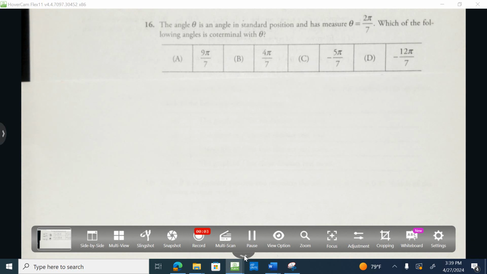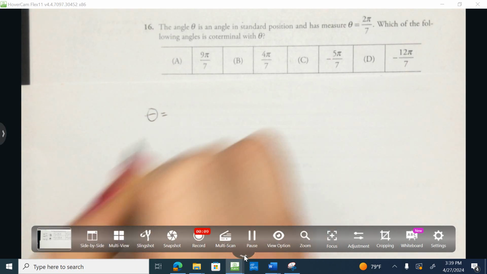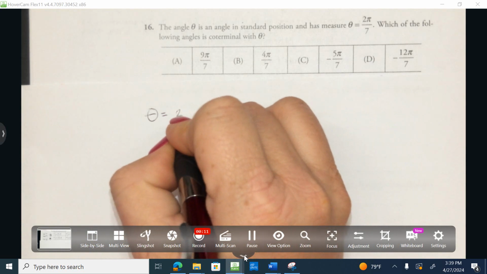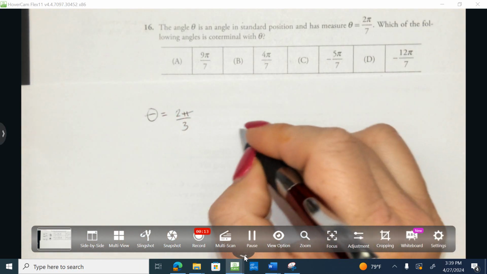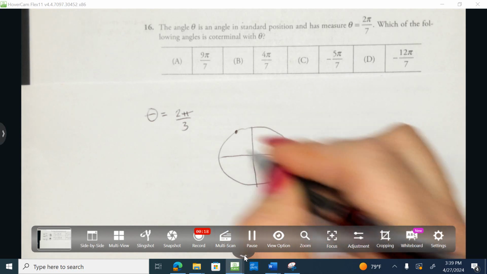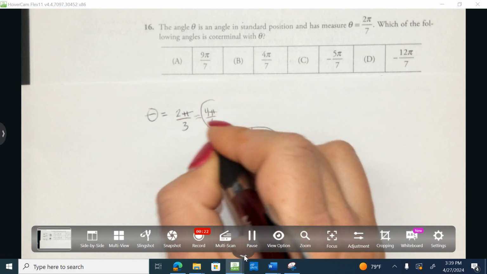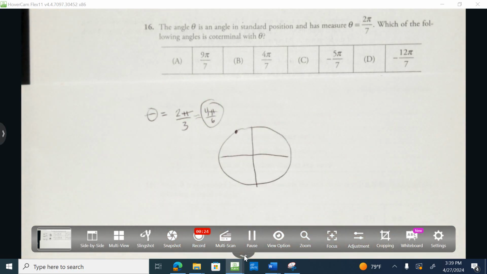Explain to you using another example before we dive into 16. So let's pretend we are provided an angle that you are used to, like 2 pi over 3. Well, we all know where 2 pi over 3 is. It's right here. And we know that 2 pi over 3 is equivalent to 4 pi over 6.